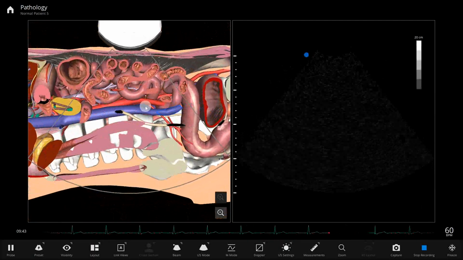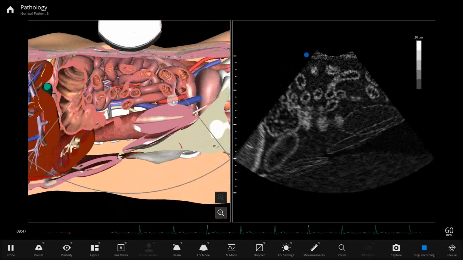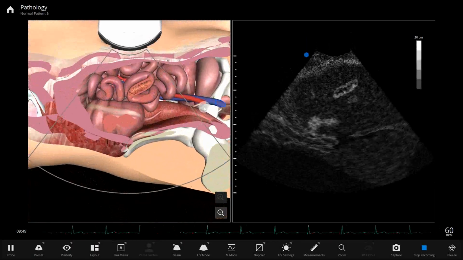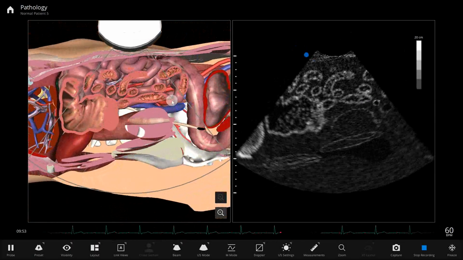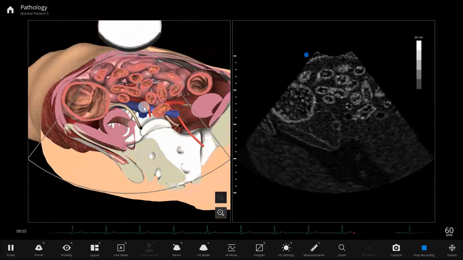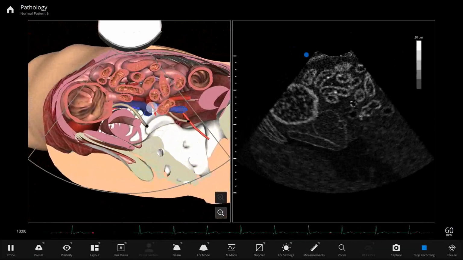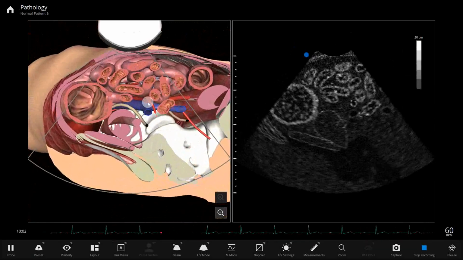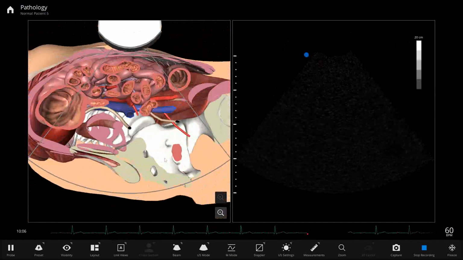Okay, let's move over a little bit more, see if we can watch the split on it. And there it goes, heading for the leg right there. Let's see. There's the right one. Common iliac, right internal iliac, right external iliac. Okay? That's the aortic anatomy.